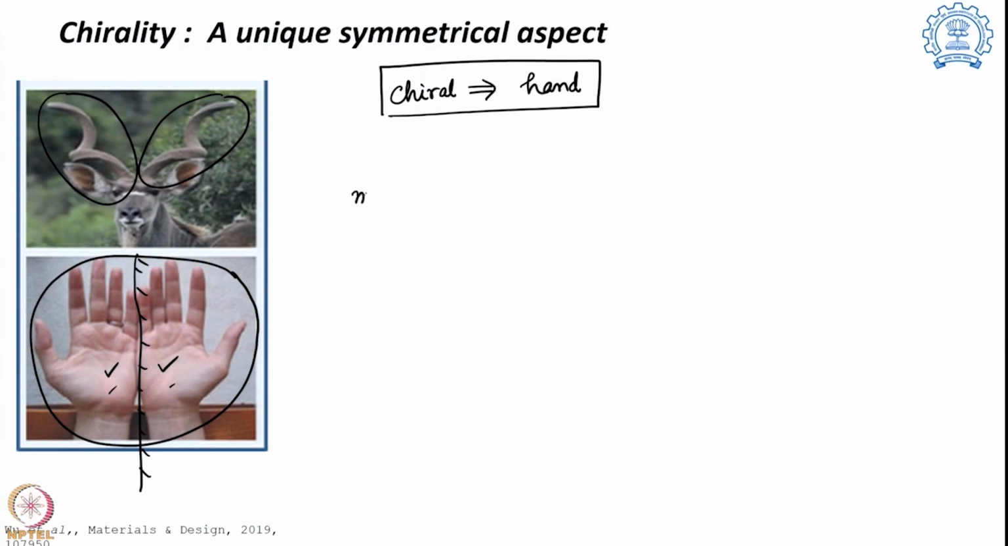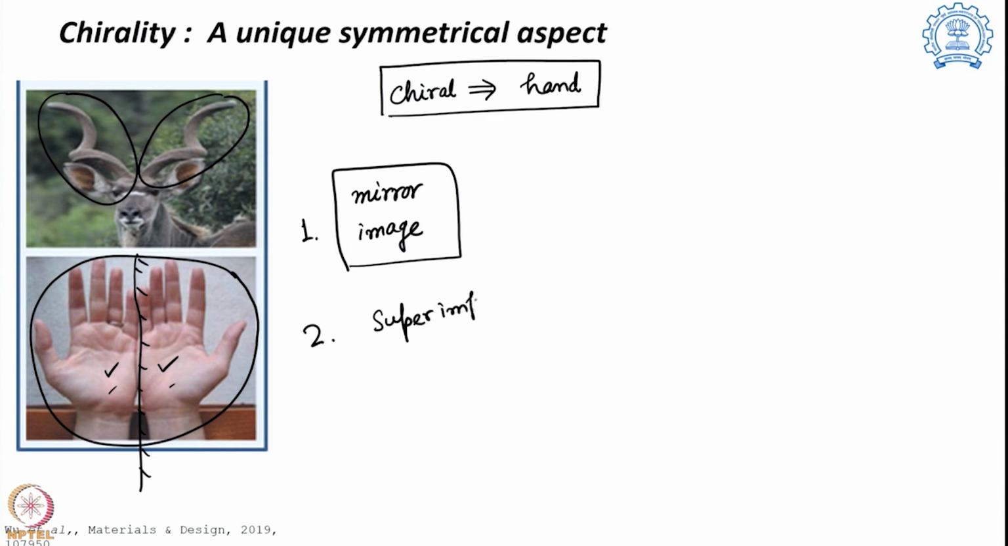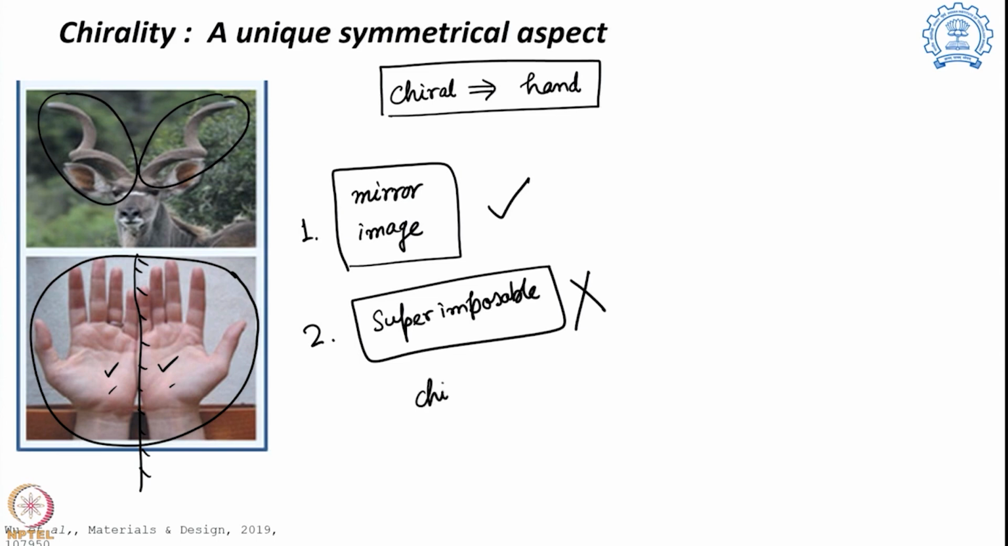So, chirality means mirror image of each other, but that is the first factor, and the second factor is they are not superimposable. They are mirror image but not superimposable, and if the two criteria are maintained, you can say I have a chiral system. And this chirality is also found quite often in biology.